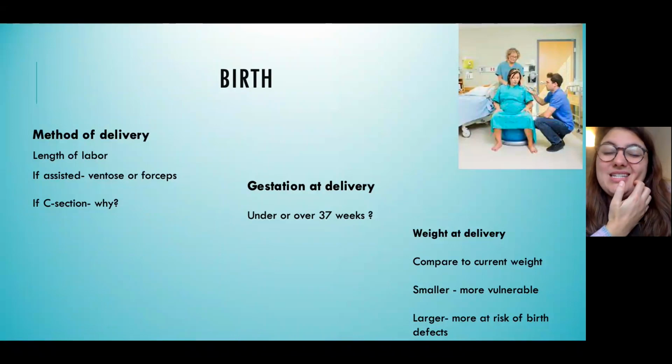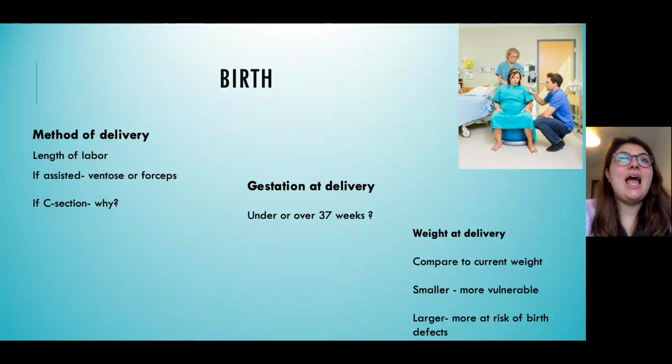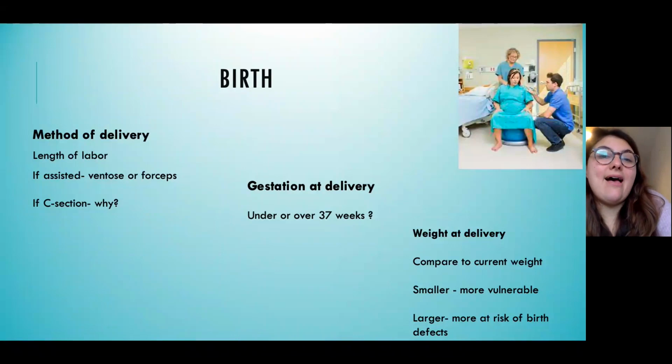Also really important is the gestation at delivery. So the main landmark we use as term is 37 weeks. So under that is deemed preterm, and obviously every week or even day earlier than 37 weeks can have implications long term. Obviously, if it's under 30 weeks, then we want to know days as well as weeks.